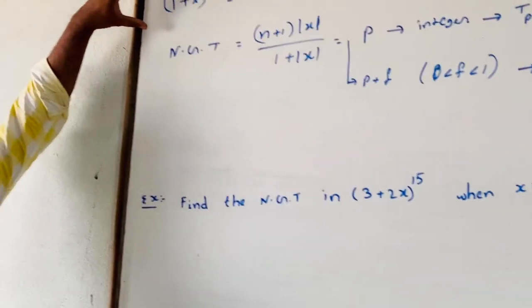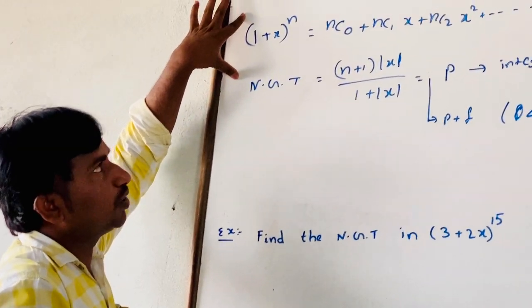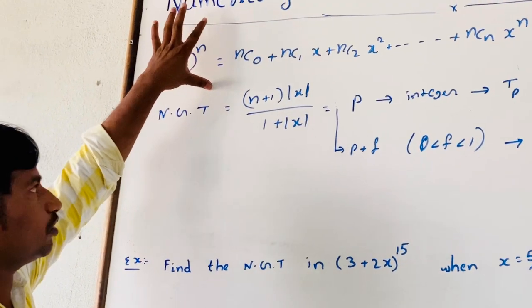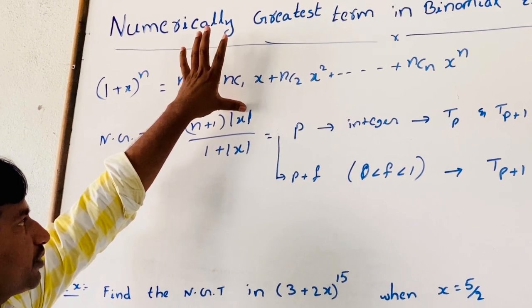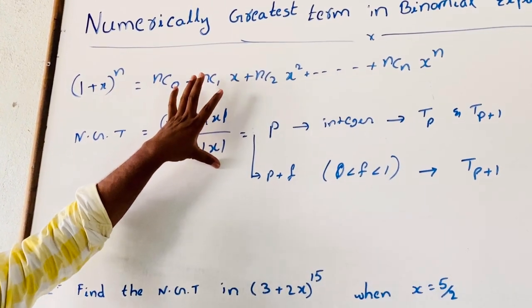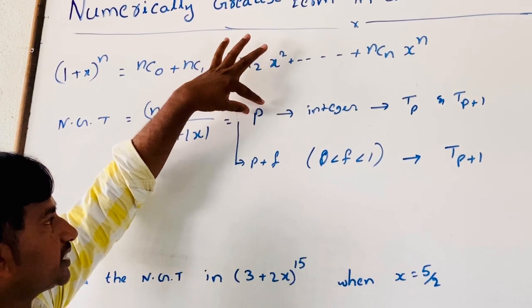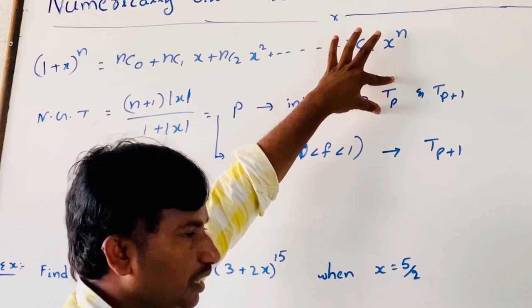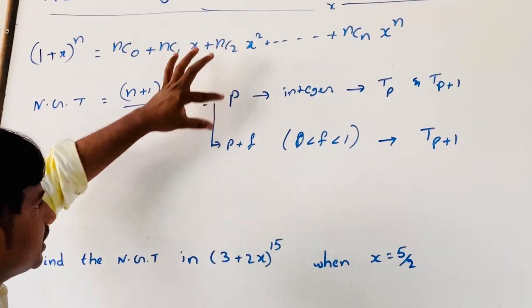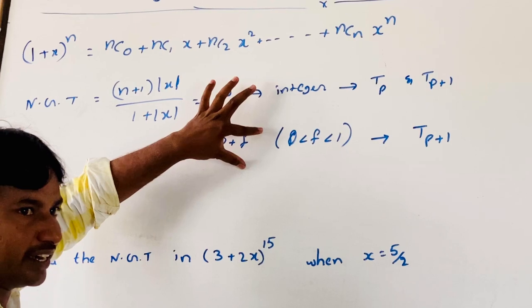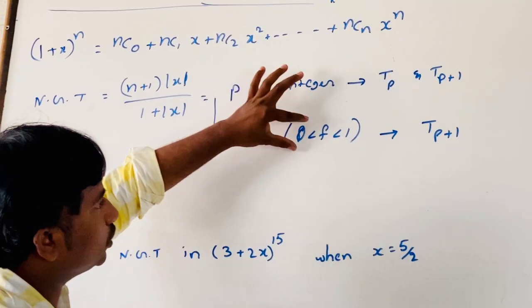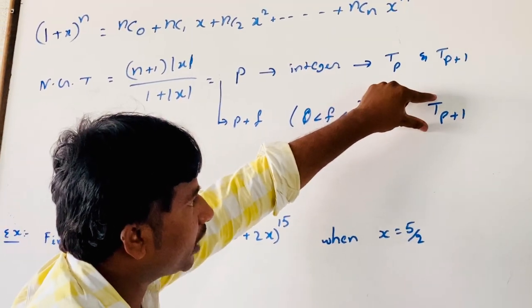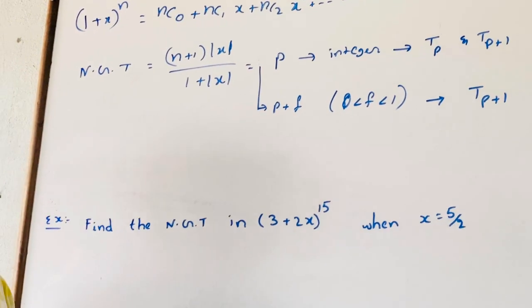Let us listen again. The numerically greatest term in the binomial expansion of (1 + x)^n is found from (n + 1)|x| / (1 + |x|). Taking that value as p, if p is an integer there are two NGT terms. If it takes the form p + f, where 0 < f < 1, then there is only one NGT term, that is Tp+1.